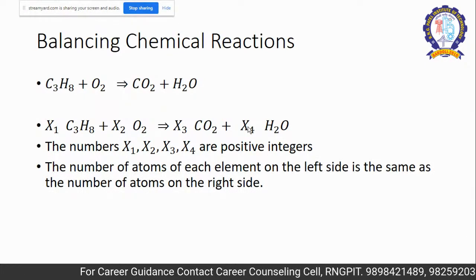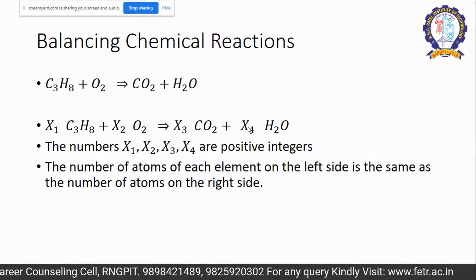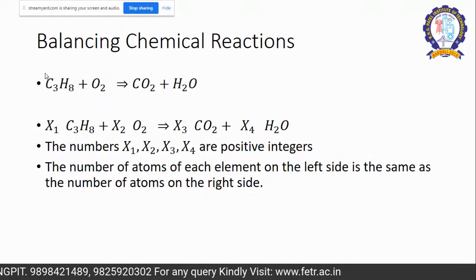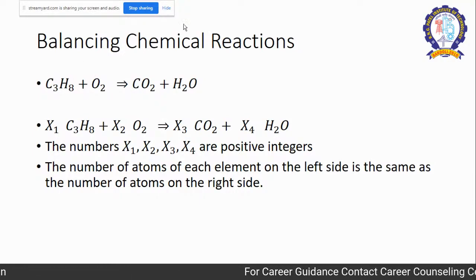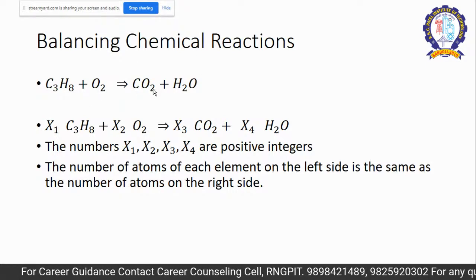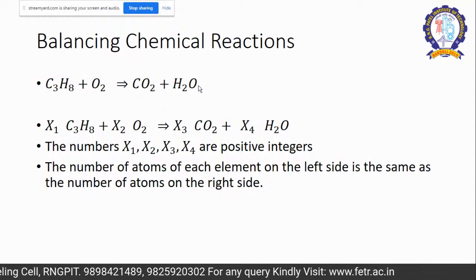The number of atoms of each element on the left-hand side is the same as the number of atoms on the right-hand side. Here we have 3 carbon atoms, so the right-hand side must also have 3 carbon atoms. Here we have 2 oxygen atoms, and on the right 2 and 3. So it must be balanced. Our target is to achieve the balanced equation.